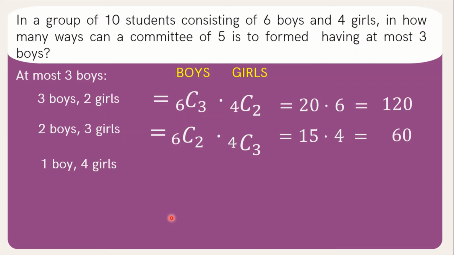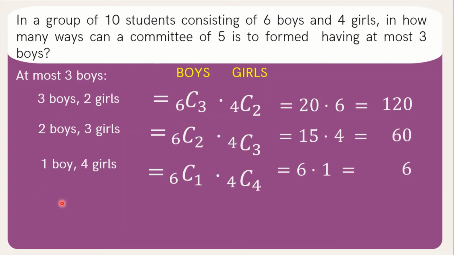Paano naman kung ang committee natin ay binubuo ng 1 boy and 4 girls? So we have combination of 6 taken 1. So yung 1 boy pipiliin sa 6. And then combination of 4 taken 4. So lahat ng girls, kukunin mo doon sa 4 girls. So ibig sabihin, pasok na sila doon sa committee na bubuin natin. So we have combination of 6 taken 1 is equal to 6. And combination of 4 taken 4 is equal to 1. So 6 times 1 is equal to 6.